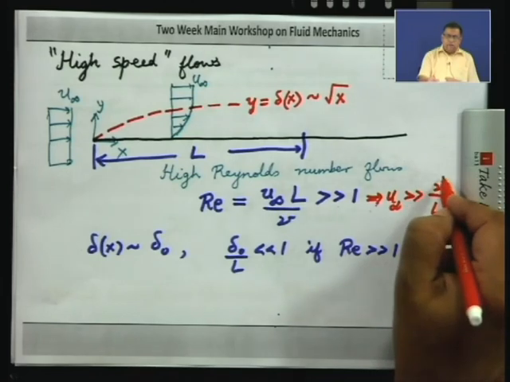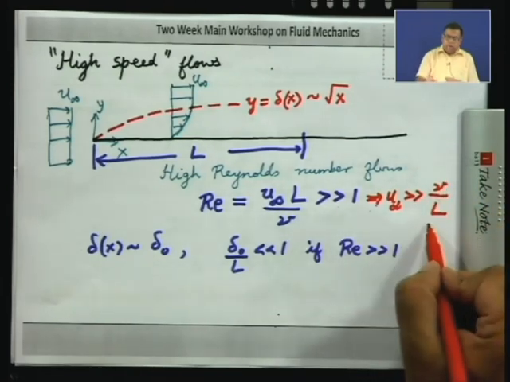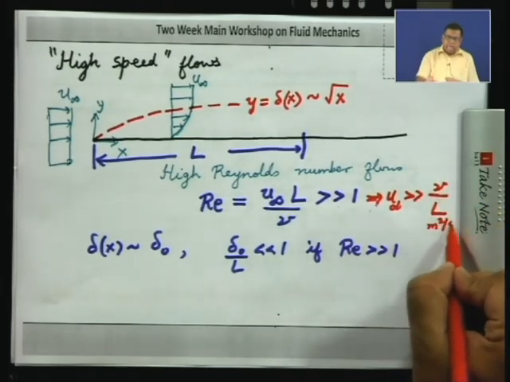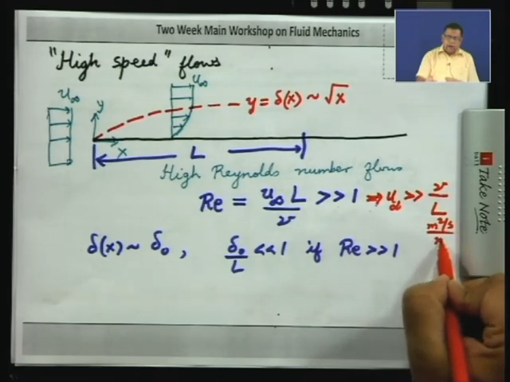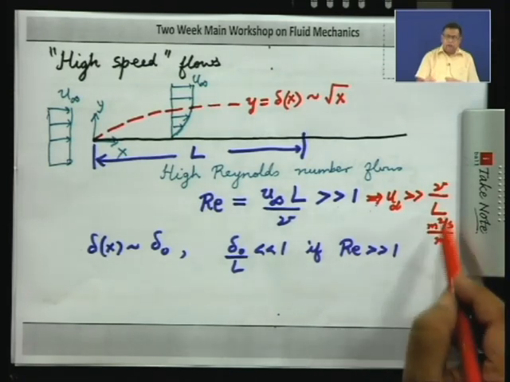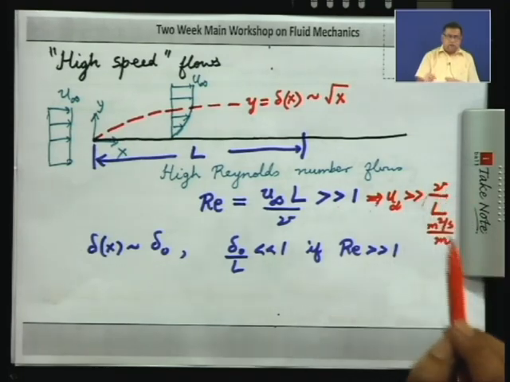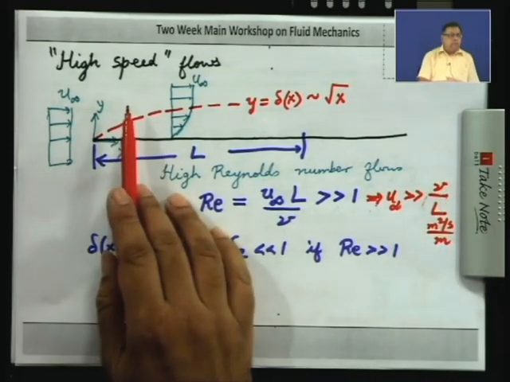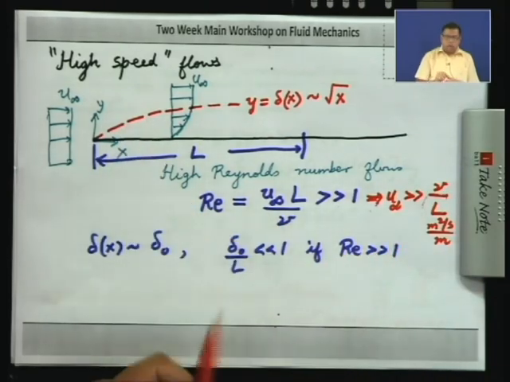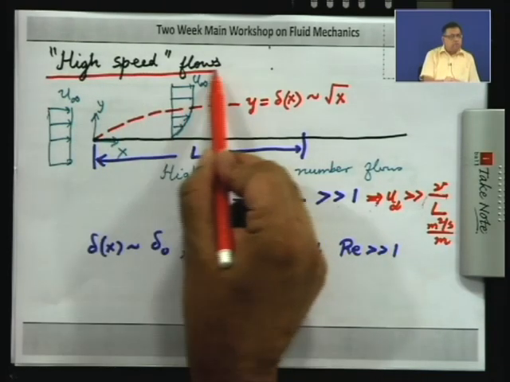Now, nu has the units of meter square per second. So, if we divide it by length which has units of meters, this quantity will be in meters per second. So, it has the units of velocity. So, now I have given you the answer which I will show later on about what I mean by high speed flows.